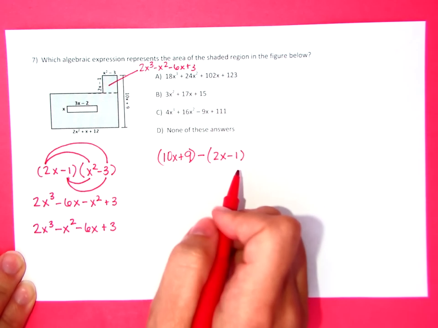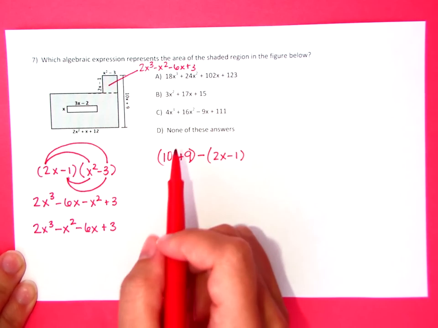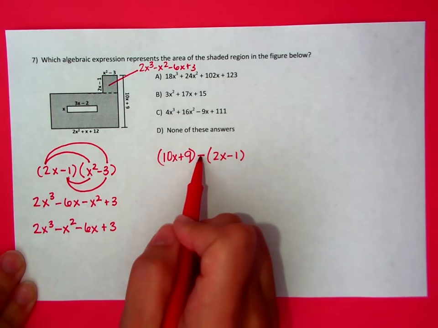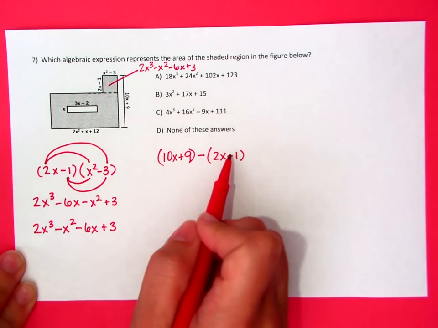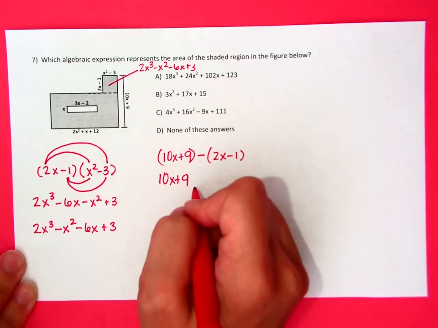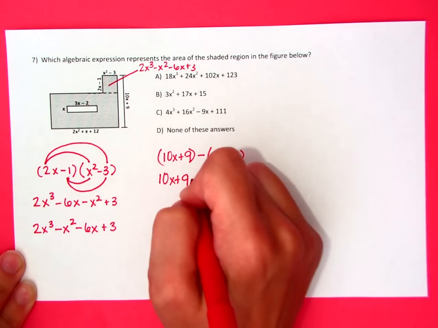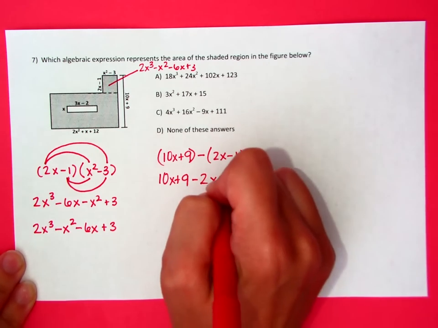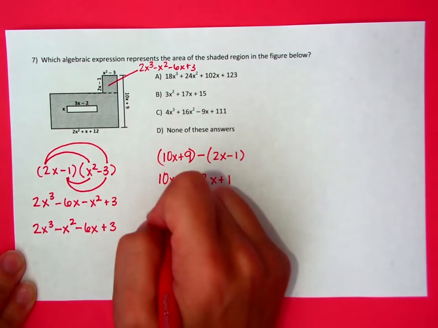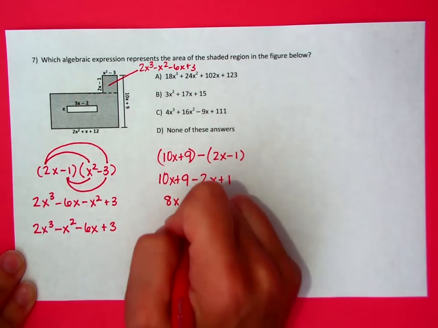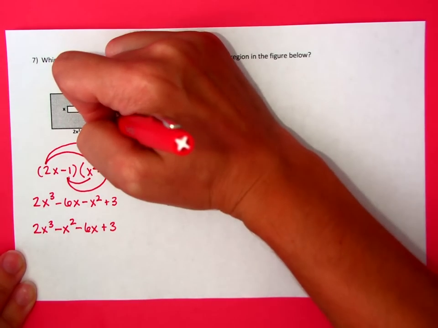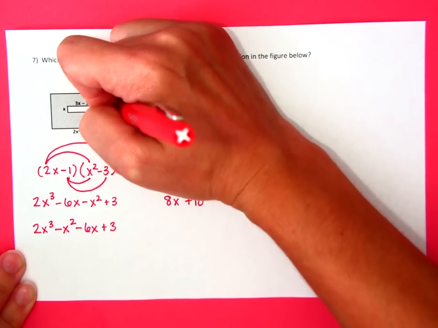Notice the use of parentheses. That way, we can be very careful. Here I've got 10x plus 9, and then we're going to subtract, and I put it there in parentheses so I can distribute. So here I've got 10x plus 9. There was no coefficient out front of it, so I can drop the parentheses, but we will distribute this negative. So negative 2x, negative times a negative is a positive. Now let's combine our like terms. 10x minus 2x would be 8x. 9 plus 1 would be 10. So that means that this little section right here is going to be 8x plus 10.